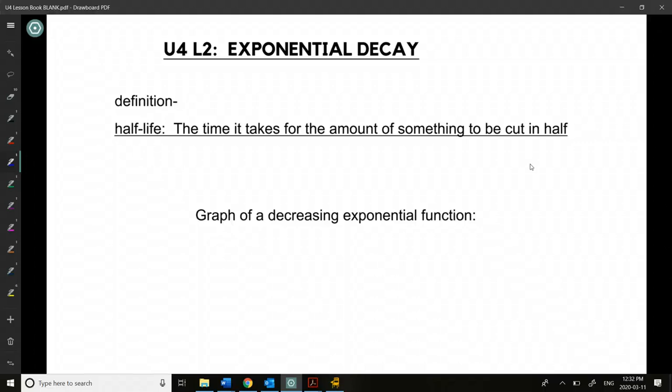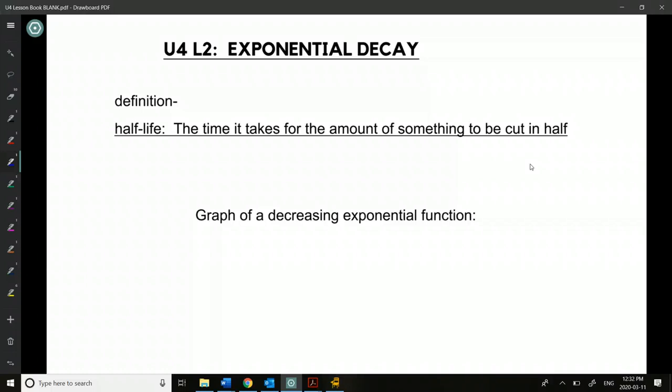All right, so yesterday we talked about exponential growth. Today we're going to talk about exponential decay, which is essentially the opposite of exponential growth. What we need to know in order to prep ourselves for some of the examples today is you might see the word half-life in these examples. And that basically means the time for something to be cut in half.